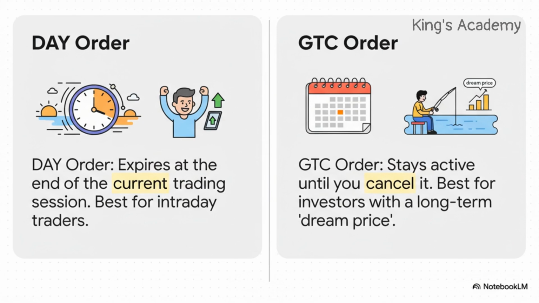On the flip side, you have GTC, or good till canceled. This is for the patient investor. You can set your absolute dream price to buy a stock, and that order will just sit there waiting for weeks or even months until the market comes to you.